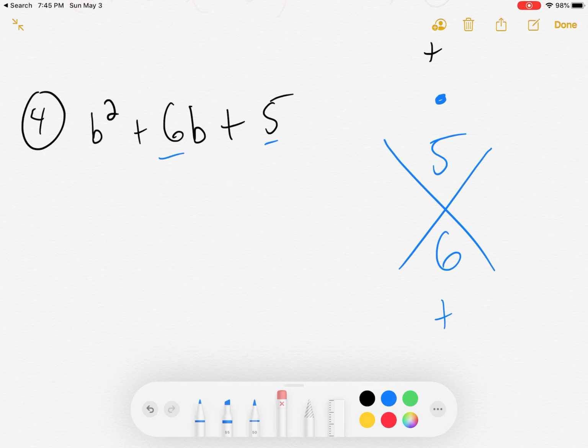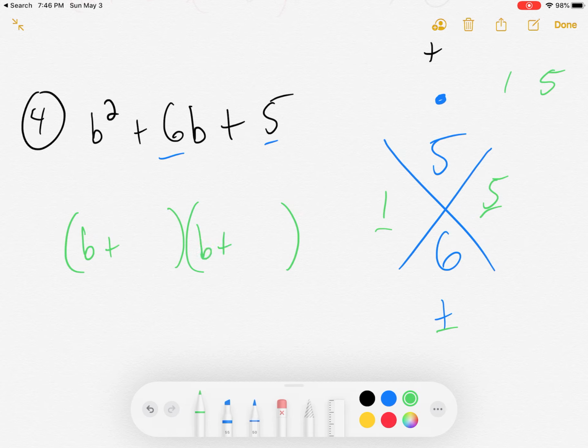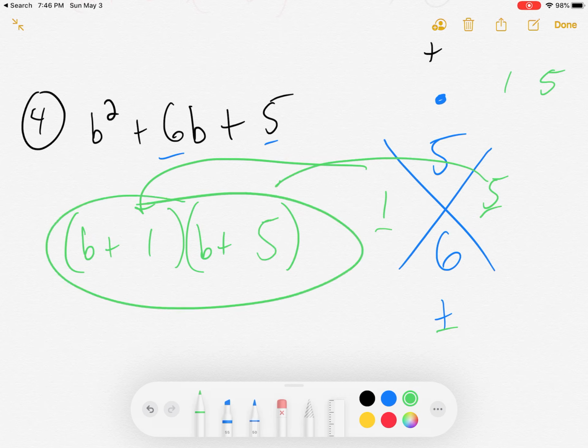Positive 5, positive 6. So what numbers multiply to give you 5? Well, the only ones are 1 and 5. 1 times 5 is 5, and 1 plus 5 is 6, so I'm good to go. Put your 2 parentheses. B plus 1, B plus 5. Final answer.